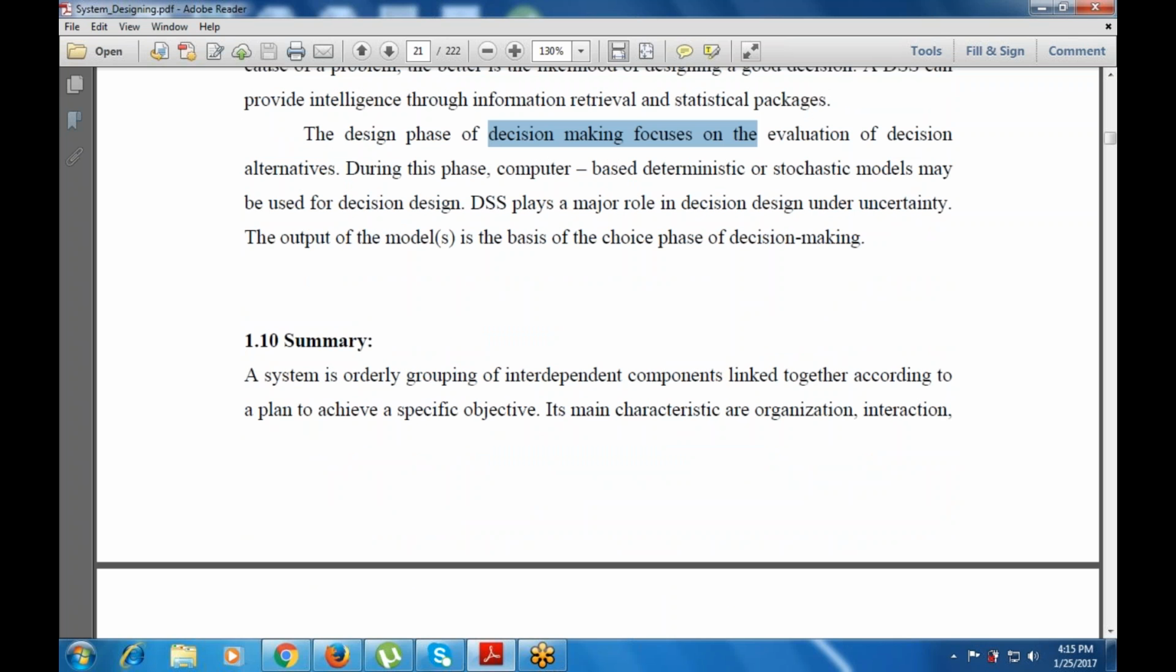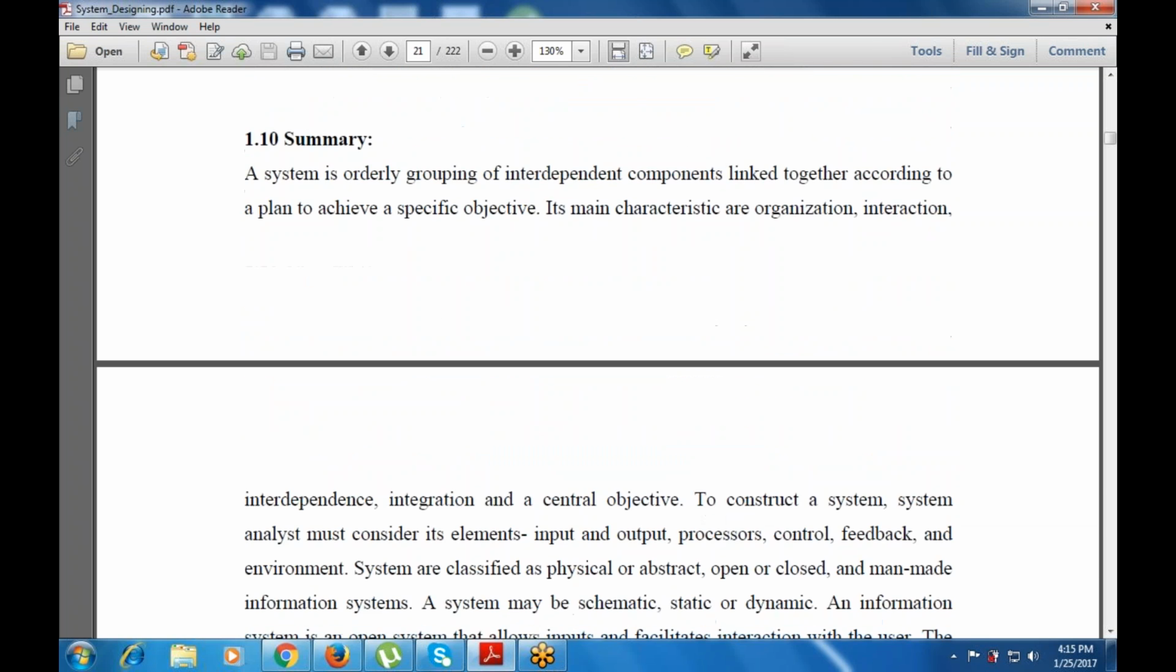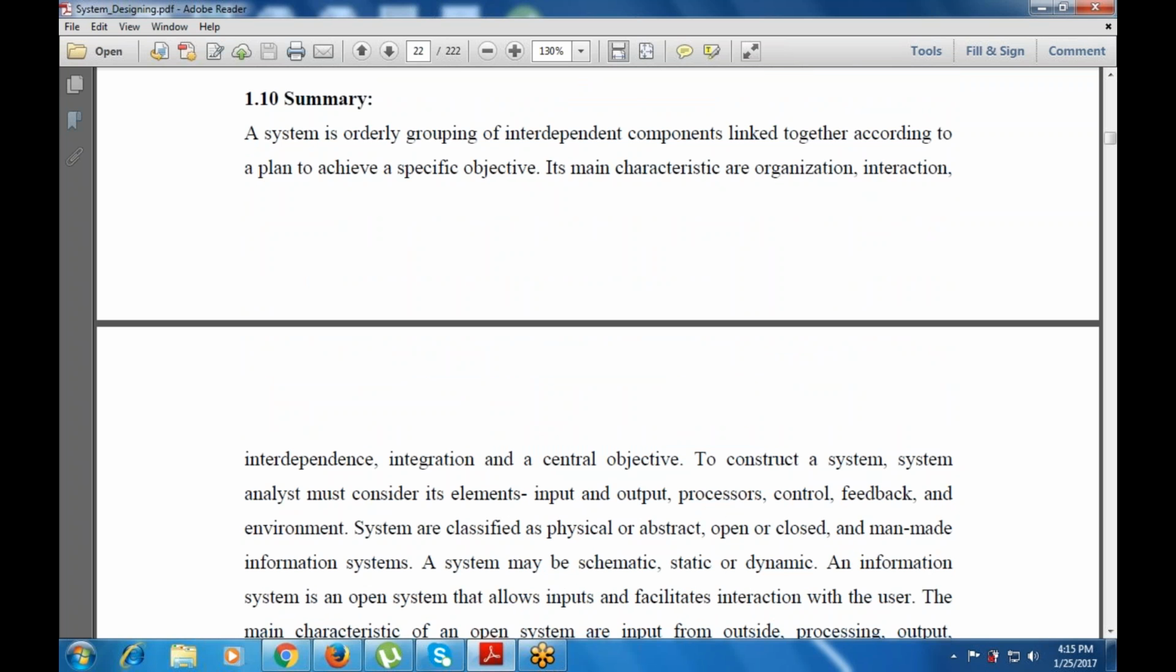Now, this is a summary. What we have discussed, that is the system is the orderly grouping of interdependent components that is linked together according to plan to achieve a specific objective. The main characteristics are the organization, interaction, interdependence, and the central objective.